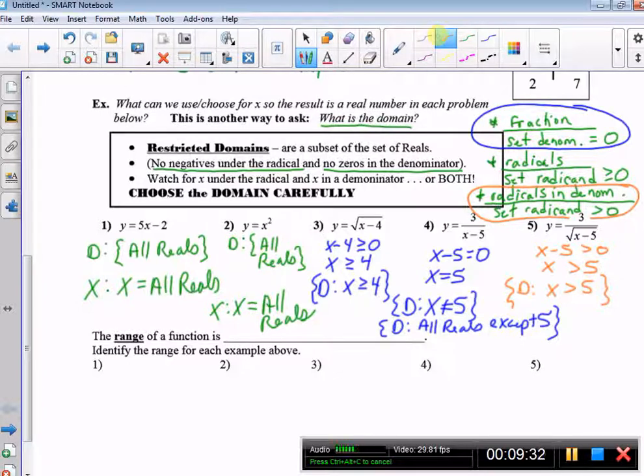Okay, now the range of a function is the set of all y values that are output. So identify the range for each example above.